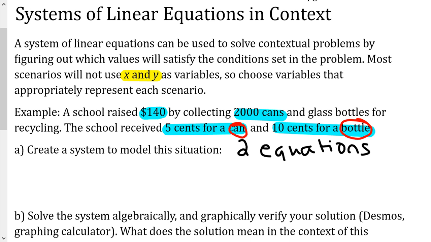We have one context, right, this first highlight that talks about the money. And we also have the second piece of information that talks about the number, right? How many bottles and cans did we actually get? And we need to know, right, to figure out how many cans we had and how many bottles we had to get us to a total of $140, right? We need to figure out how many cans and how many bottles made up that 2,000 total recycled items.